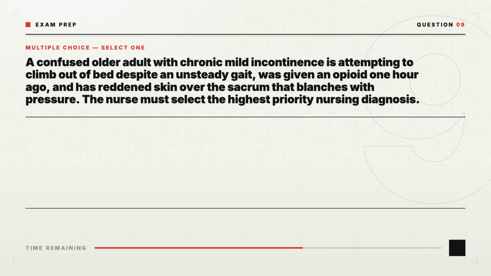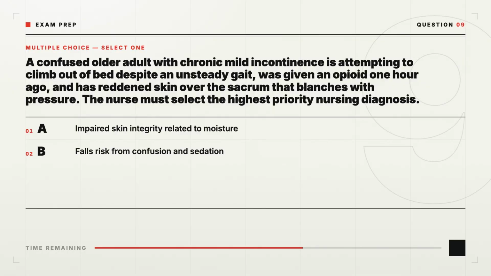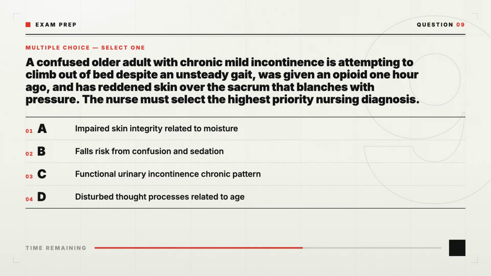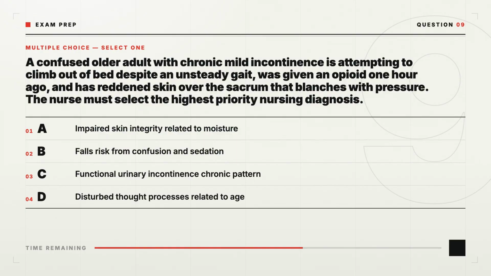Your options are A. Impaired skin integrity related to moisture, B. Falls risk from confusion and sedation, C. Functional urinary incontinence chronic pattern, D. Disturbed thought processes related to age. Which one is it? Pause the video if you need more time.